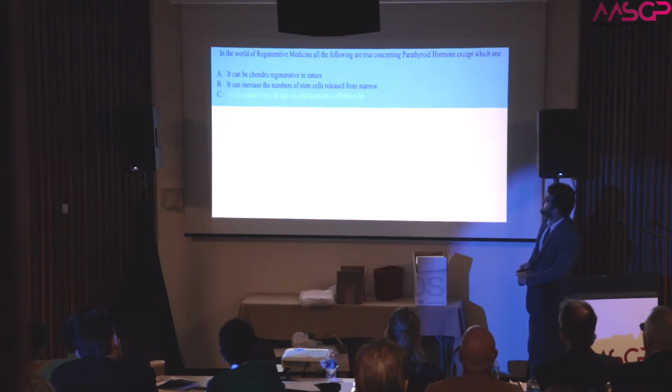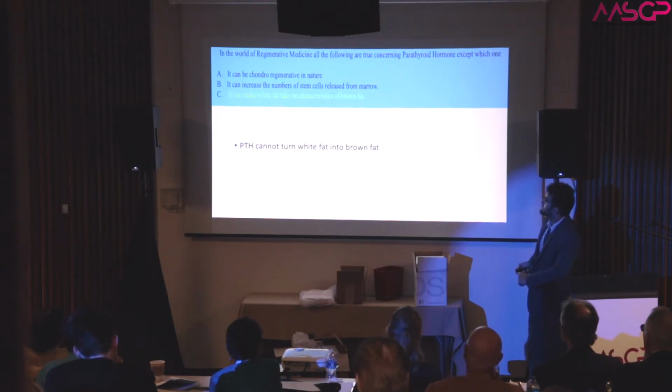In the world of regenerative medicine, all the following are true regarding parathyroid hormone, except which. So parathyroid hormone cannot transform white fat to take on the characteristics of brown fat. That's the only false statement. We know that parathyroid hormone is pro-regenerative in nature. It helps rebuild bone and cartilage, and it can increase the number of stem cells in the marrow, but it cannot turn white fat into brown fat. That's wrong. Make sure you don't get that wrong.